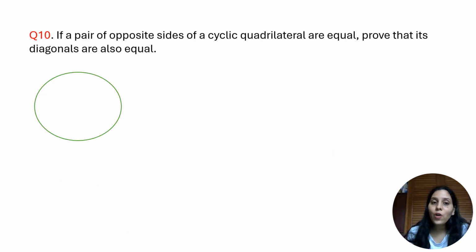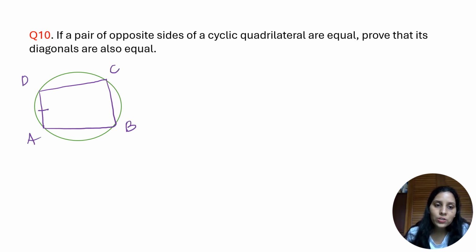If a pair of opposite sides of a cyclic quadrilateral are equal, so let me first draw a cyclic quadrilateral. So here is my quadrilateral ABCD. A pair of opposite sides of a cyclic quadrilateral are equal. Prove that its diagonals are also equal. Let us join the diagonals. Both the diagonals meet at O.